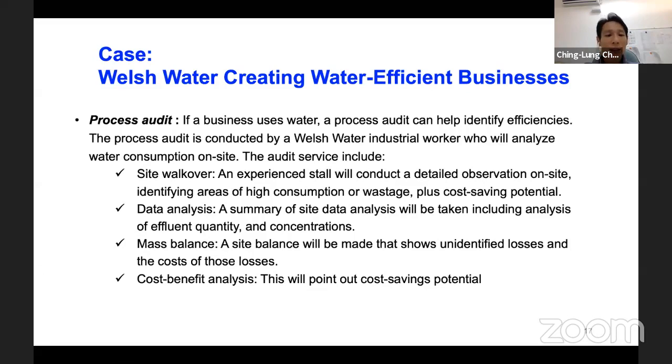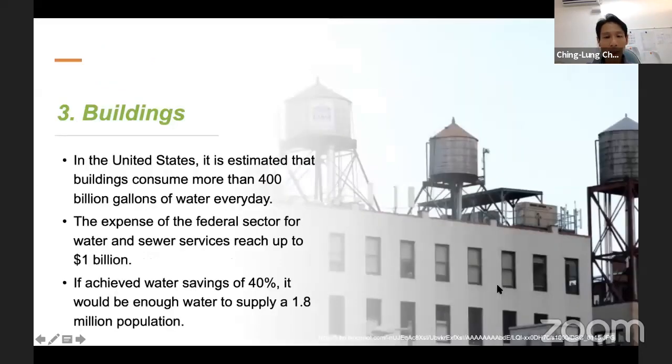And then the data analysis. A summary of the site data will be taken, including an analysis of effluent quantity and concentration. Then mass balances. A site balance will be made that shows unidentified losses and the cost of these losses. Then the cost benefit analysis. This will point out the cost saving potential.